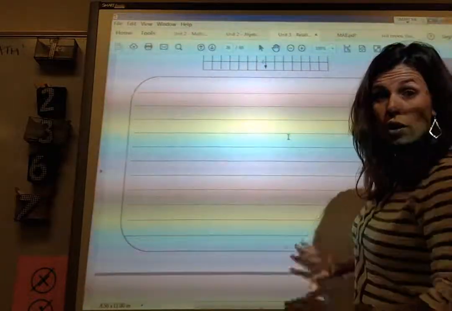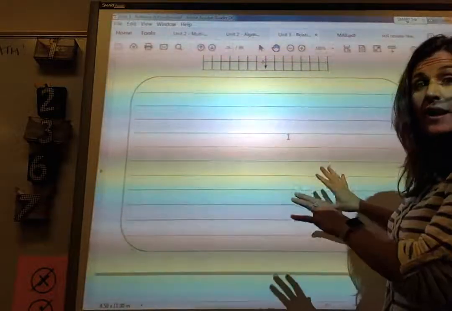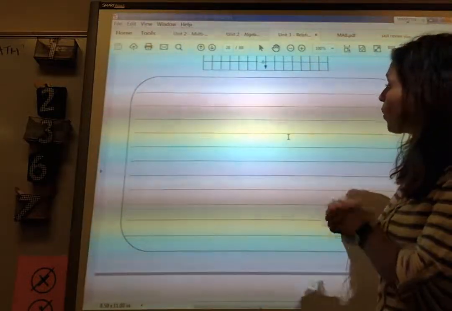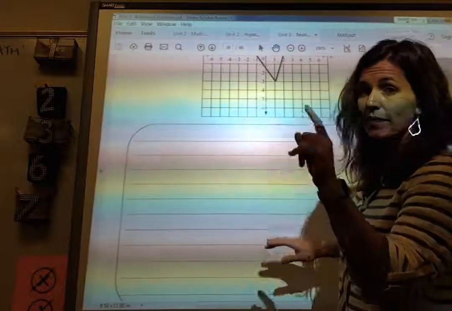So look, you've got all this room for the paragraph, and that's what I want you to work on for a little bit, okay? That's analyzing graphs.